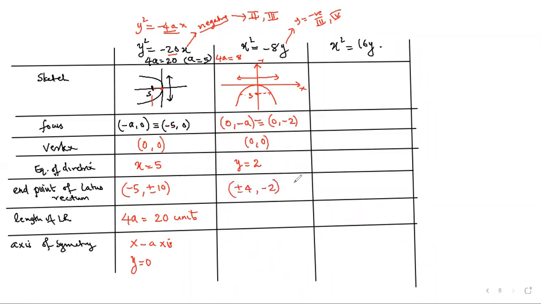Did you understand this technique? What was the focus here? The number part will remain same. 0 part will become plus or minus double of it. And double of this will be the length of the latus rectum. Axis of symmetry, x equal to 0.